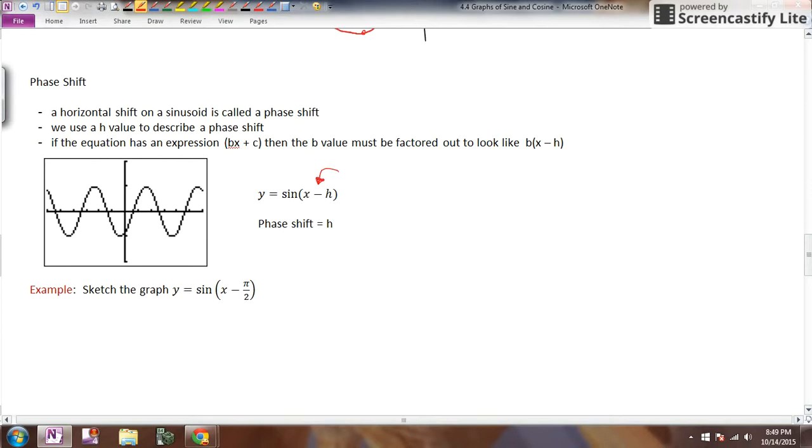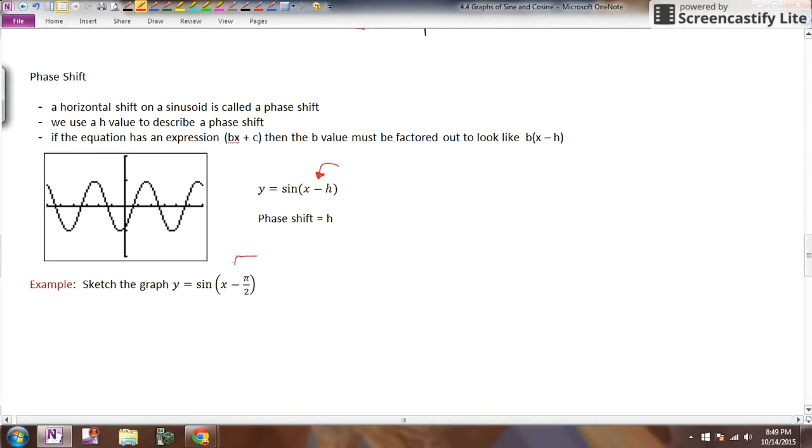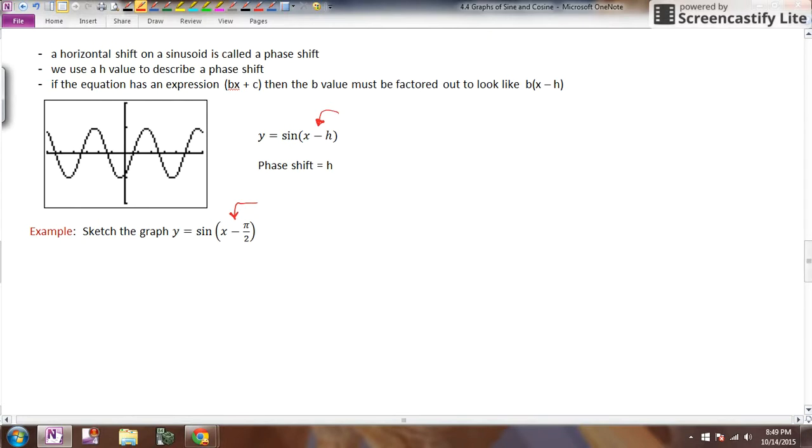So here we have something added or subtracted. That is going to be our left-right shift. So probably right off the bat, if you just had to guess, you could probably already tell me the phase shift, that it is right pi over 2 units, and you would be correct. But here we go through all the motions, right?